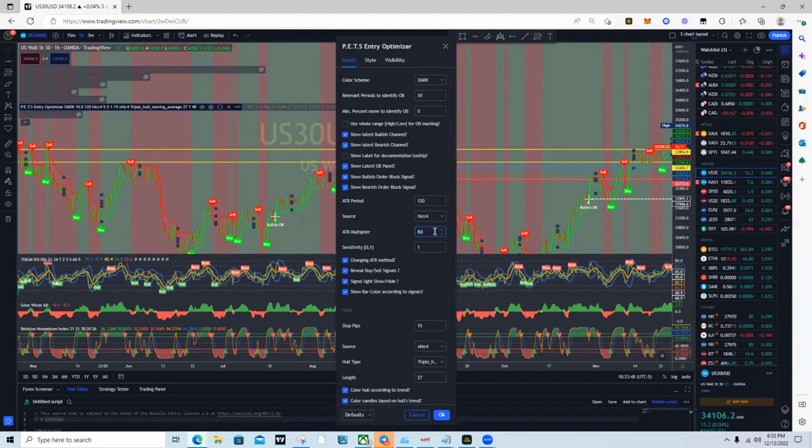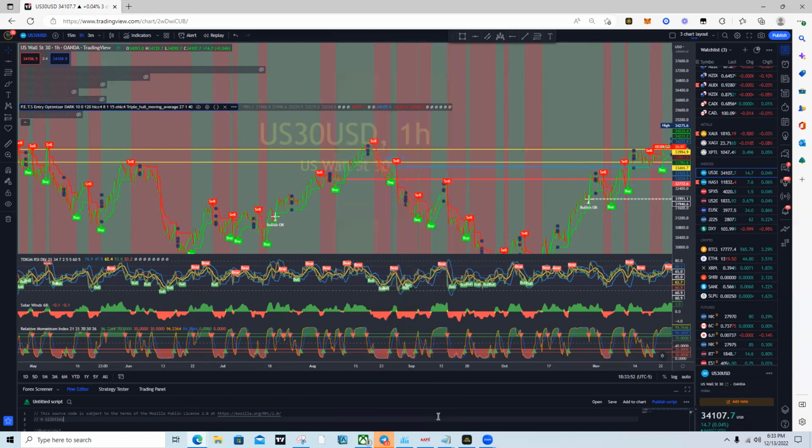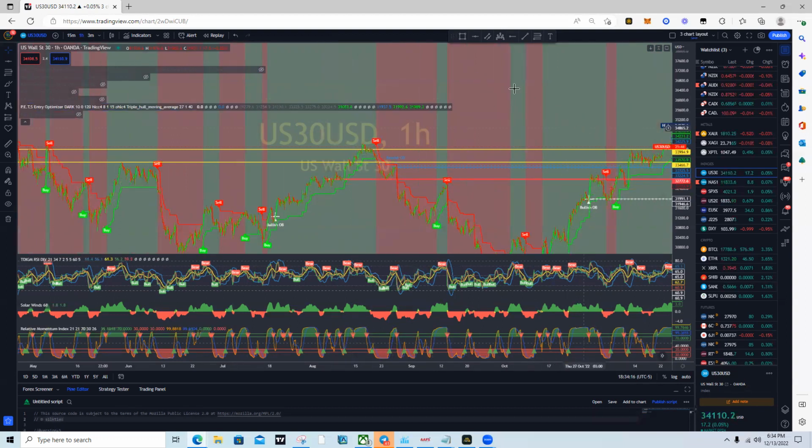So let's go to 8. We want less choppiness. This should be all green right here. We shouldn't have any red in between. I want this to be all green. And this should be all red, other than this pullback right here. But once you play with the settings a little bit and you get what you're looking for, then you just run with those settings on that time frame.